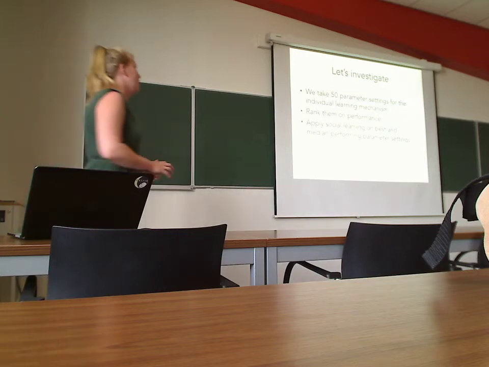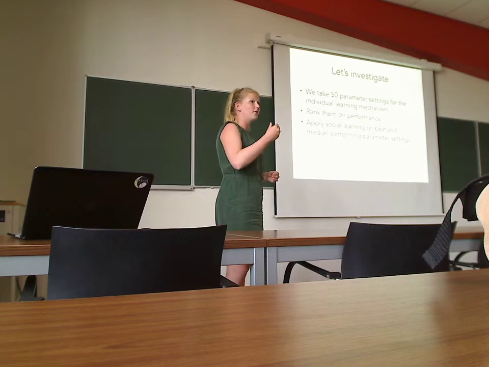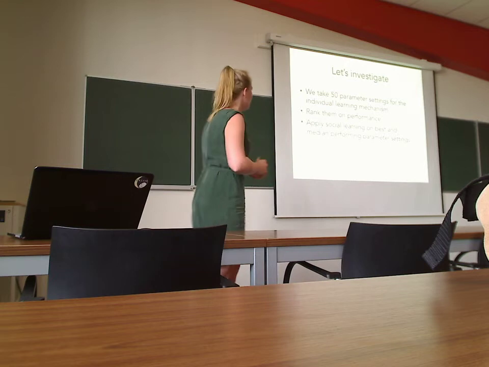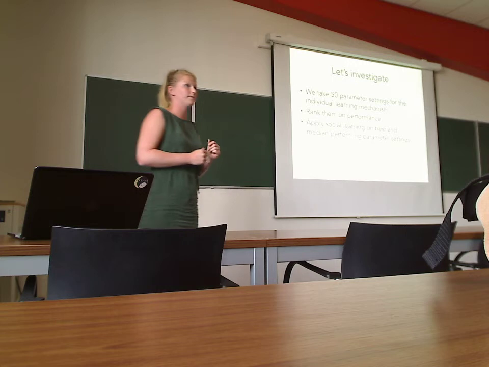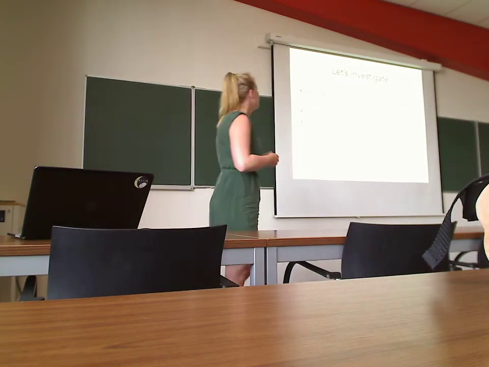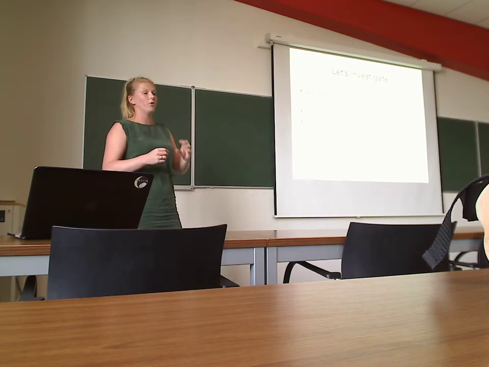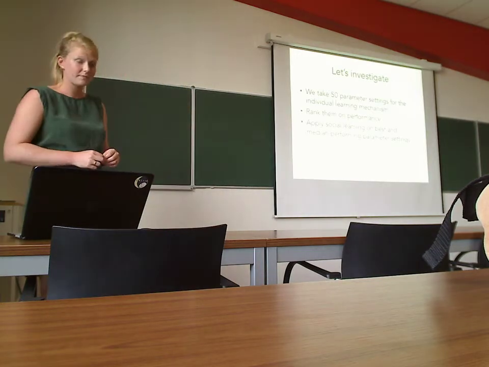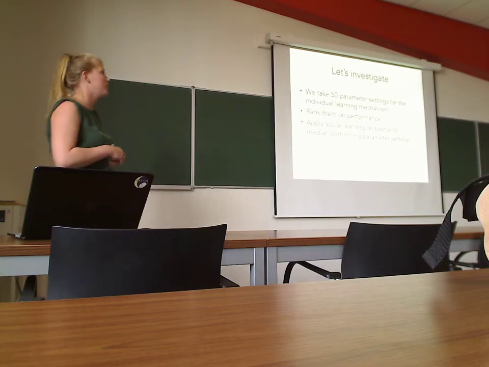So how did we investigate this? We have 50 different parameter settings for the individual learning mechanism. I will explain later on, but these are parameters for an evolutionary algorithm, such as the mutation rate, population size, etc. Then we rank these 50 parameter sets based on performance. And of course, every parameter setting is rerun a couple of times. So we rank them based on performance, and on the best parameter settings we apply social learning, and on the median performing parameter settings we apply social learning. We'll explain later on which ones these will be. And then we observe the benefits of social learning, so the increase of performance and the increase of learning speed.